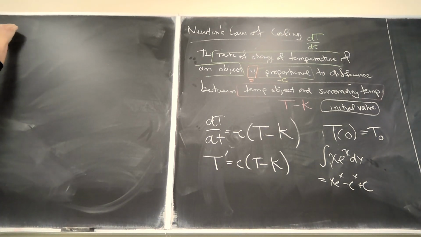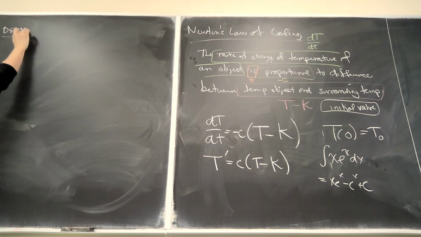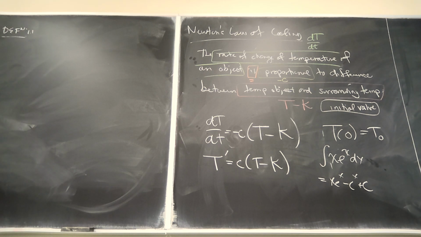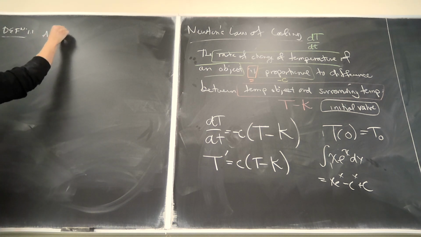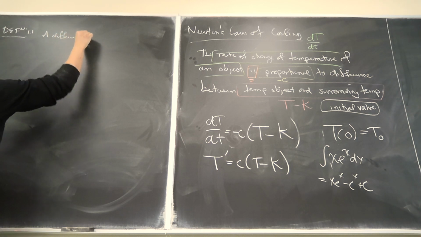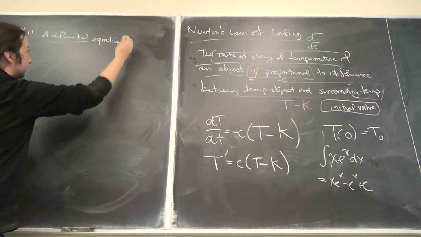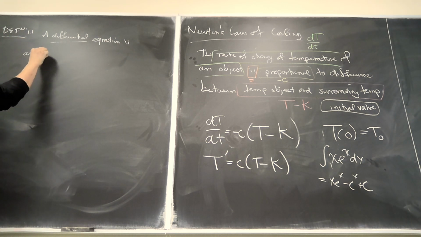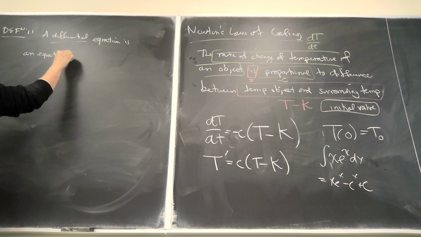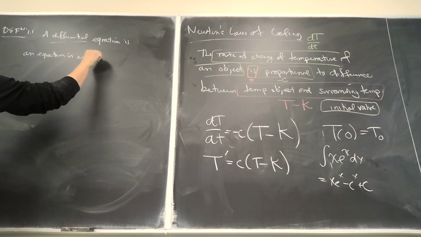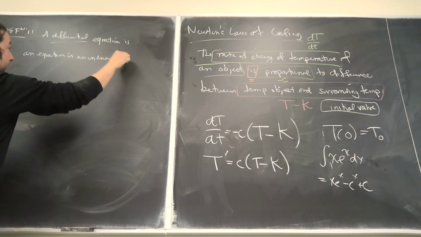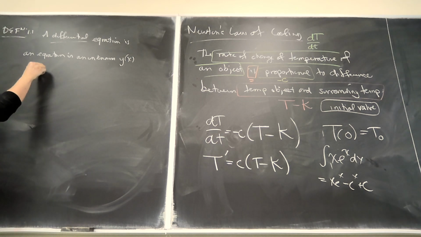All right, so definition 1.1. I'm going to have definition numbers that refer to the way that I've got them written in my notes, not necessarily in the book. So a differential equation is an equation in an unknown y of x involving derivatives.